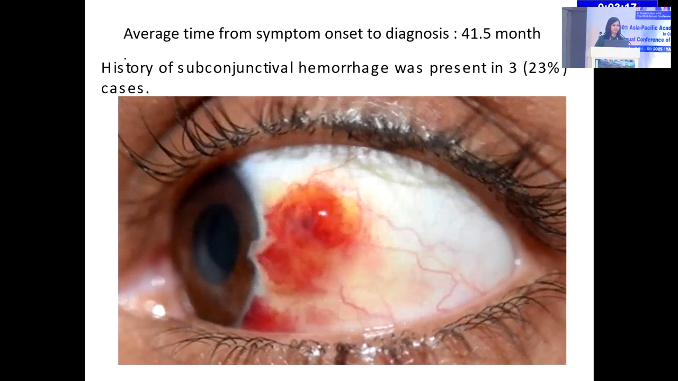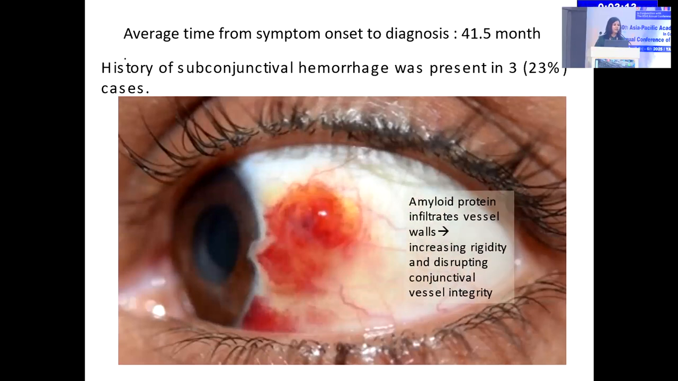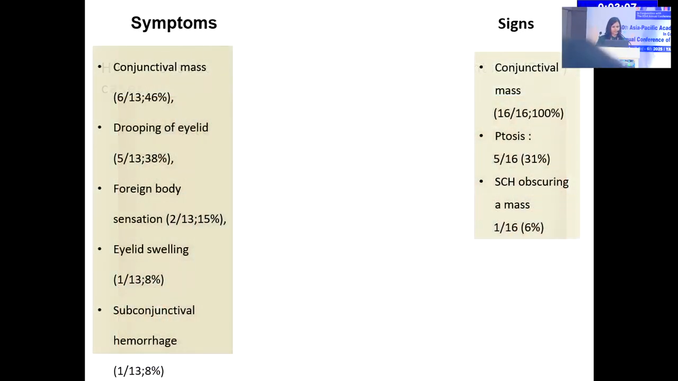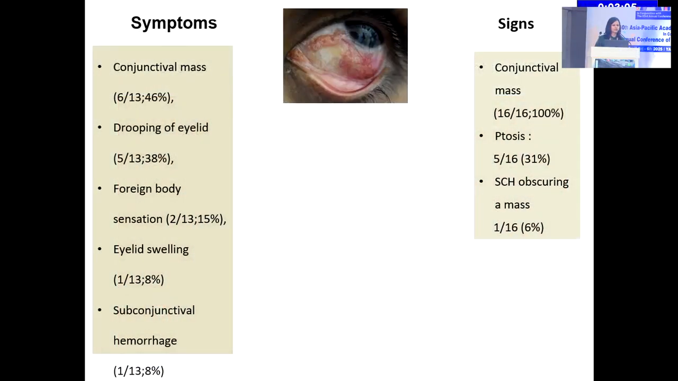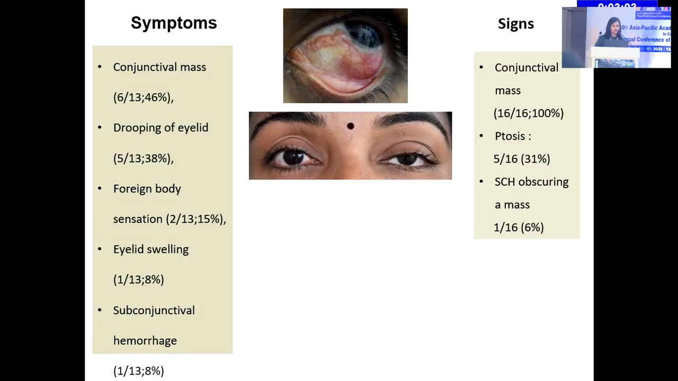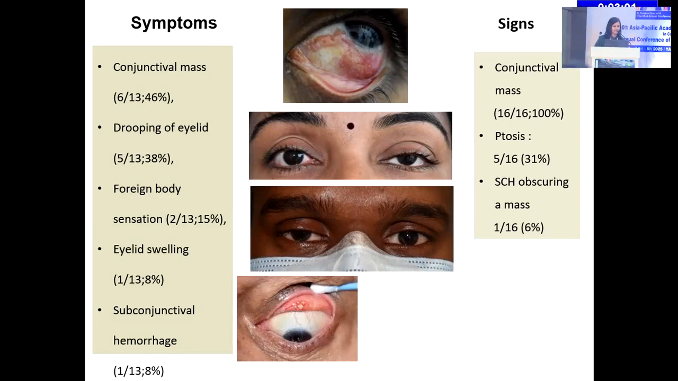Subconjunctival hemorrhage was something to note, both in the history and sometimes in the presentation, obscuring the mass. Why? Because amyloid actually gets deposited in the vessels, leading to rupture, and hence subconjunctival hemorrhage in these cases. So in our series, the symptoms included mass, drooping of eyelid, foreign body sensation, eyelid swelling, subconjunctival hemorrhage, and the signs were 100% conjunctival mass, and ptosis was the second most common.